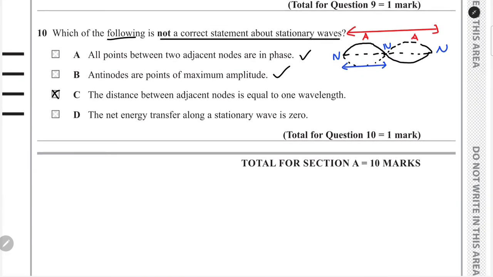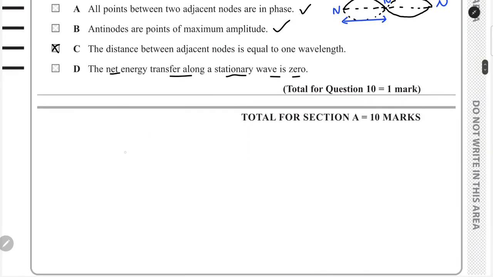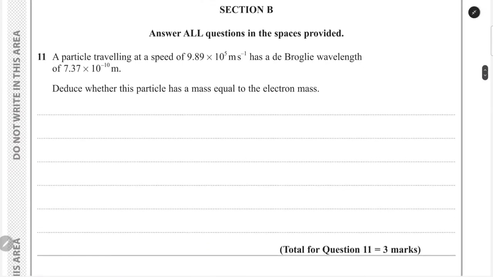If I explore the last option, we are told that the net energy transfer along a stationary wave is 0. This is true. In a stationary wave, energy is trapped between two nodes. So the energy is trapped along this length. It does not move to the left or right. Now moving on to section B.